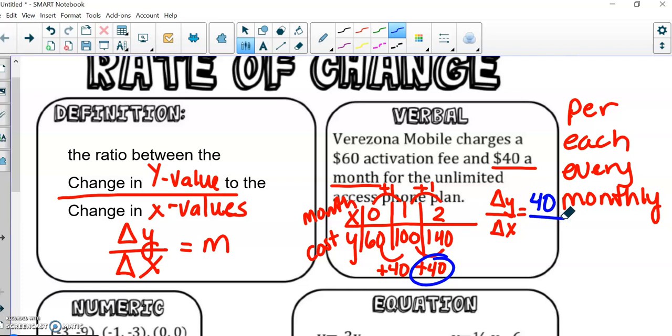We're adding $40 each month. And the change in x is how many months are we counting at a time? We're counting 1 month at a time. So our x value is 1. So that means our rate of change, or our m value, is 40. Again, $40 a month tells you that our rate of change is going to be 40.